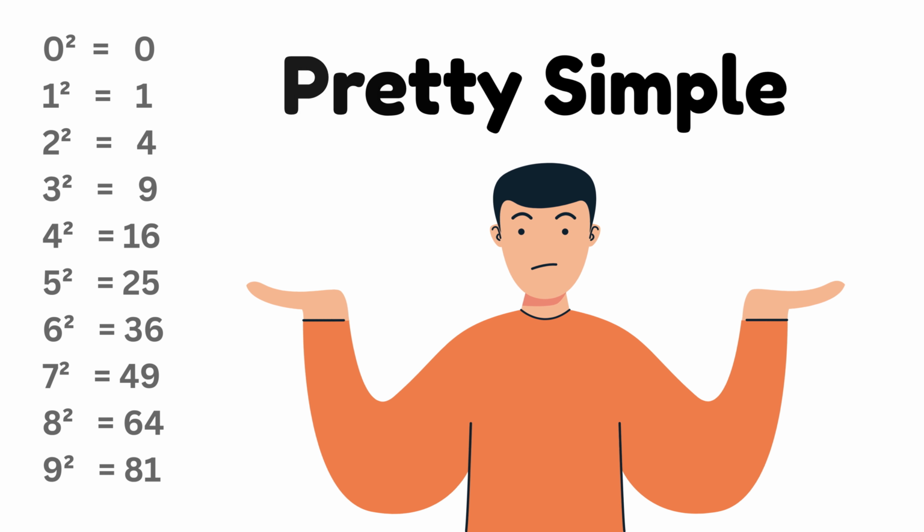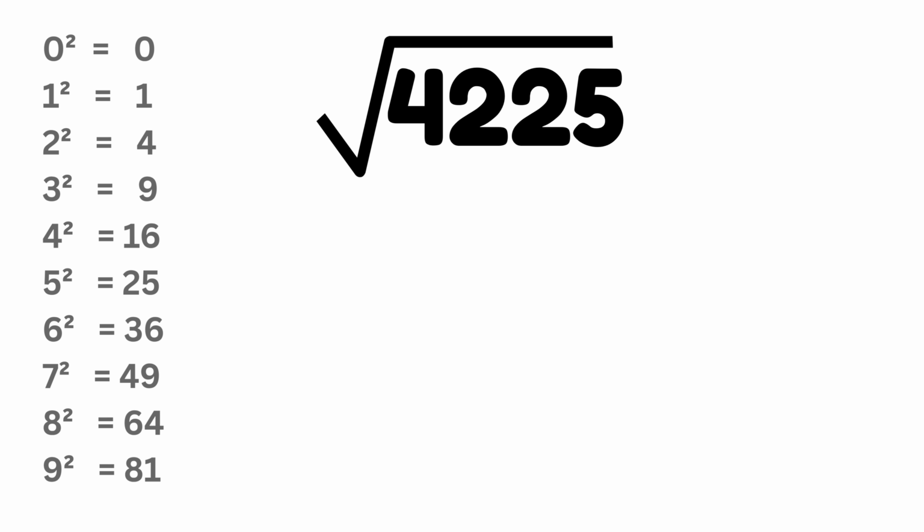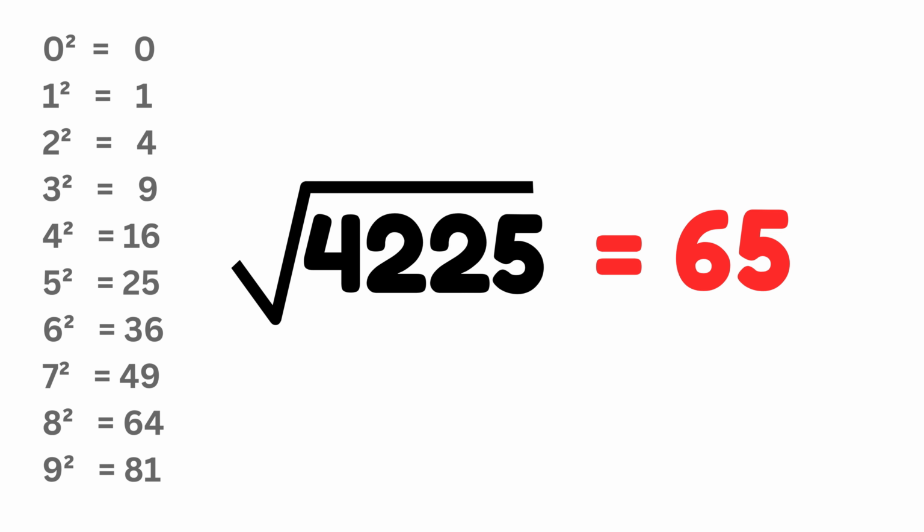Let's step it up and calculate the square root of 4,225. The last digit is 5, and that corresponds to the last digit of 5 squared, which is 25. So we write the digit 5 here. We then cross out the last two digits. We now want the square that's closest to 42 without going over. That would be 6 squared, which equals 36. So we write a 6 over here. Put it together, and the square root of 4,225 is exactly 65.